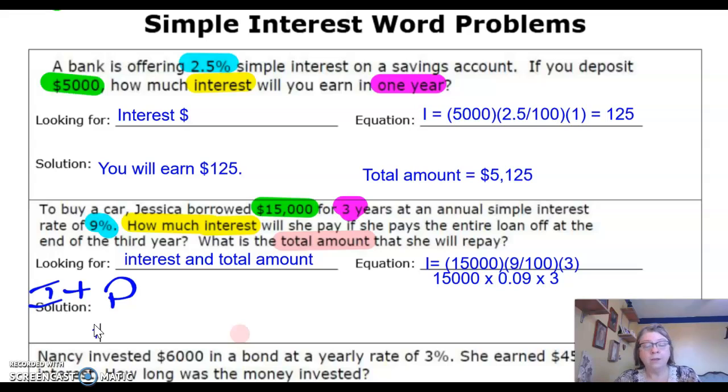And I got 19. No, I did not get 19. Excuse me, I'm looking at mine. I got $4,050. So $4,050 is going to be my interest. All right, so that's the extra money that I got. So I'm going to take my 4,050, and let's go back here. Sorry about that.